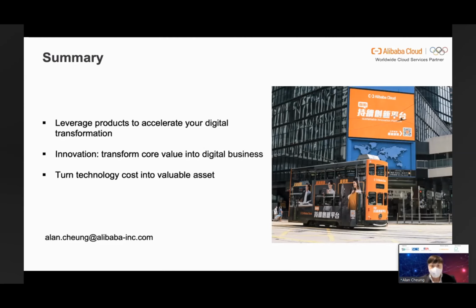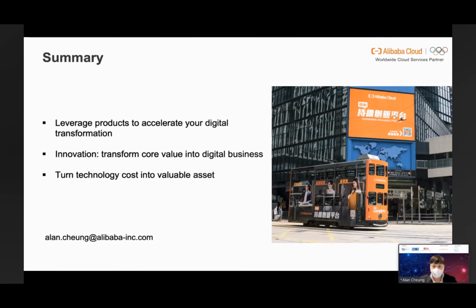Second, during innovation, transform the core value into your digital business. Think of how you could make use of your core business value and turn it into a digital business. That would be a great thing to do. And lastly, you might turn the technology cost into a valuable asset.